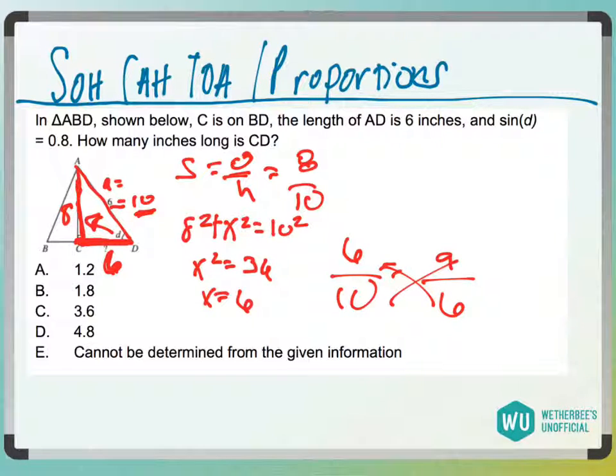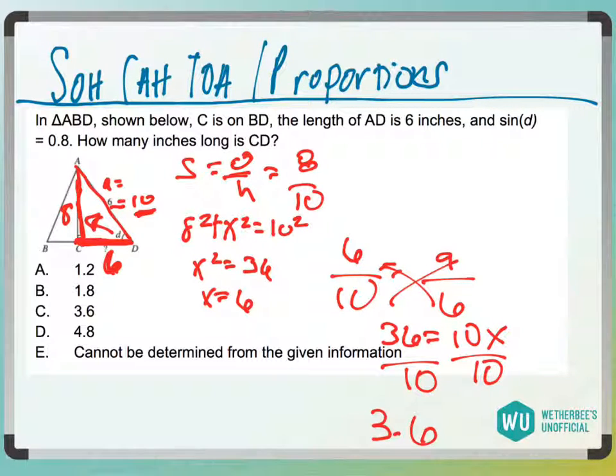Now I'm going to cross multiply. I'm going to get 36 is 10 times this right here, X or A, whatever you want to call it. I'm going to divide by 10. That means 3.6 is going to equal X, right? So that would be answer choice C.